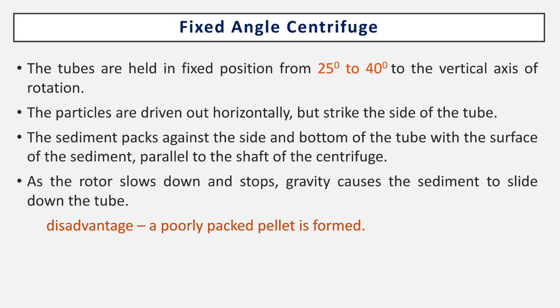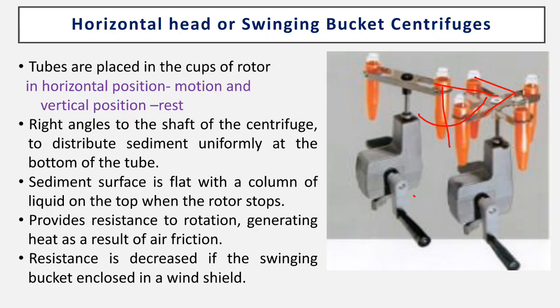Next one, fixed angle centrifuge. In the previous slide, the tubes change position based on working or rest. If it is at rest, it is in a vertical position; if it is working, the tubes are in horizontal position. Whereas in this centrifuge, the angle is fixed. So the tubes are held in position from 25 degrees to 40 degrees to the vertical axis of the rotation.